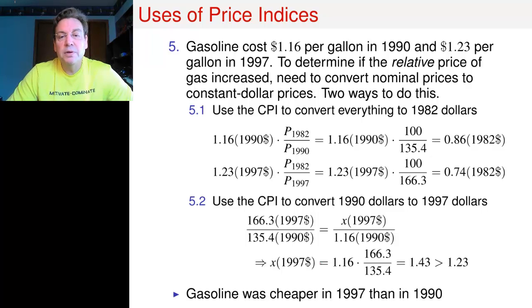Again, I'm not going to dwell on it, but here we're saying that gasoline cost $1.16 per gallon in 1990, and in '97 it cost $1.23 per gallon. So you want to ask, was it cheaper or more expensive in '97 than it was in '90? Obviously, it cost more dollars, but were those dollars able to buy more or fewer goods? And it turns out, if you go through the calculations, the gasoline was actually cheaper in '97 than it was in '90.